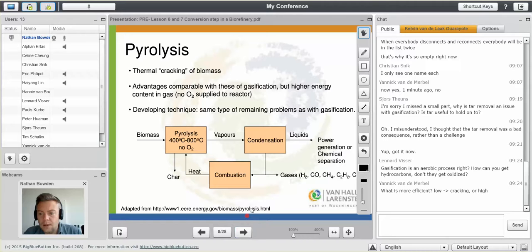Okay, I have two very good questions. The first is from Leonard. Gasification is an anaerobic process, correct? How can you get hydrocarbons? Don't they get oxidized? Actually, what you're doing is you're removing the oxygen, right? What burns is the oxygen. That's why it has to be at such a high temperature. Well, it doesn't really burn per se. You're getting the oxygen out.